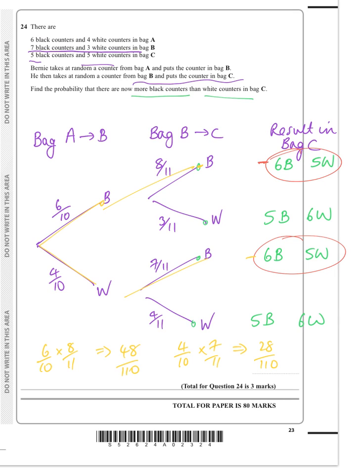And then we basically add these together because these are our final outcomes. So we'd end up with 48 out of 110 plus 28 out of 110, which gives us 76 out of 110. I personally would give that as my final answer, because 110 shows us the different possibilities, but you could cancel that down and give it as 38 out of 55, which is fine also.